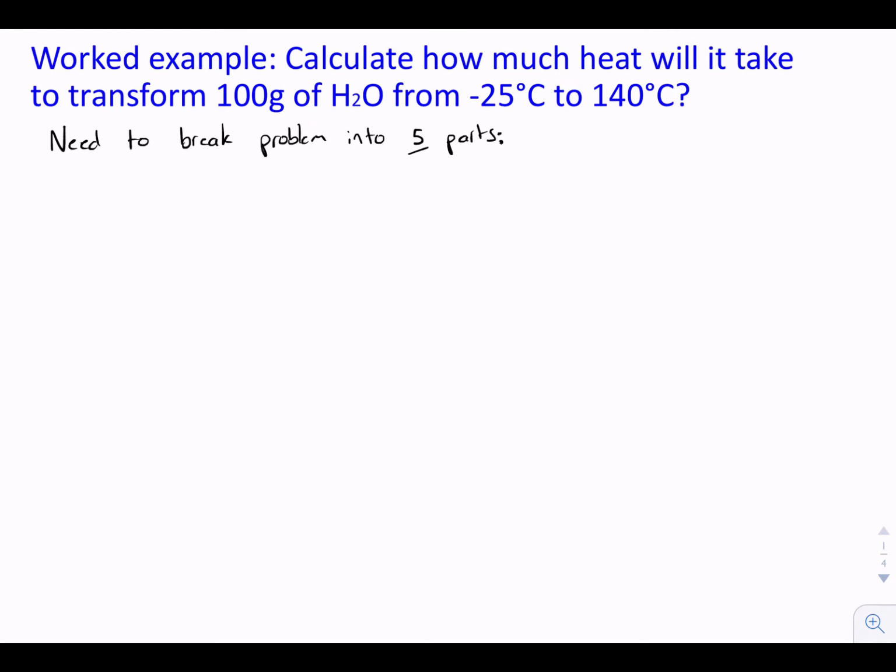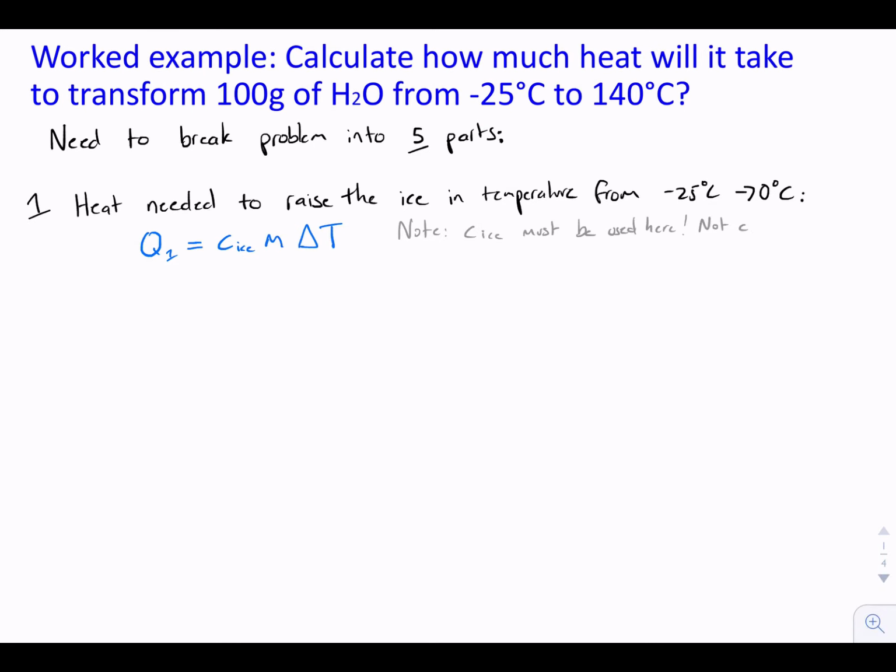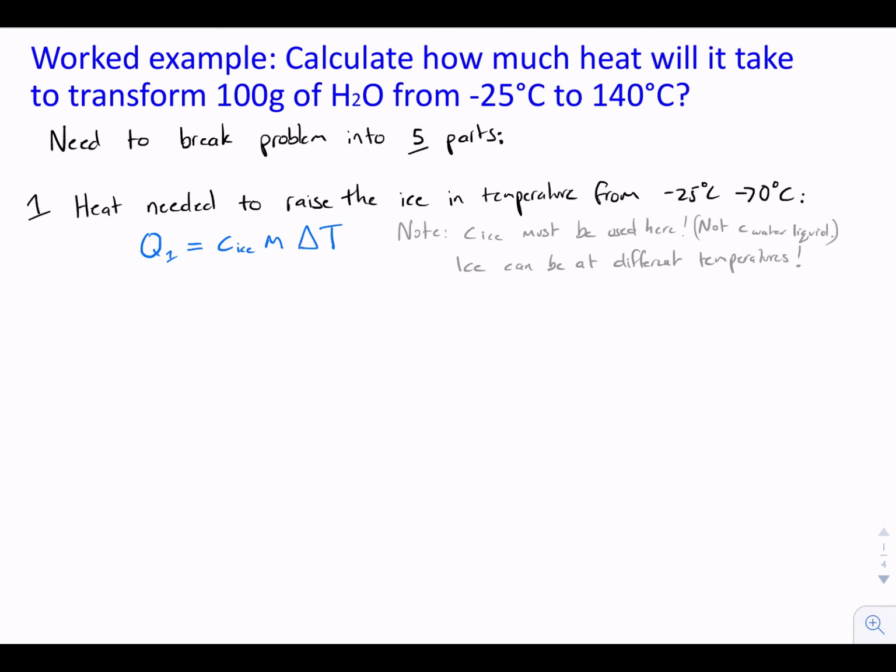Firstly, we'll need to calculate how much heat it takes to raise the temperature of the ice from minus 25 °C to 0 °C. To do this, we use the relation that heat flow equals the specific heat of ice times the mass times delta T. Note that the specific heat of ice, not water, must be used here. Also note that ice can be at different temperatures. So putting in the numbers, the first part of the heat required equals 5,225 joules. We now have ice at 0 °C.